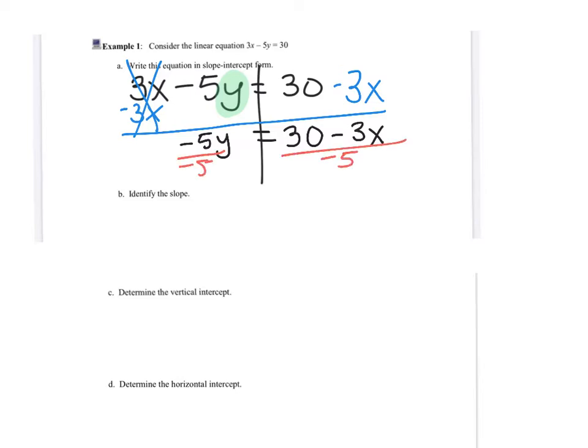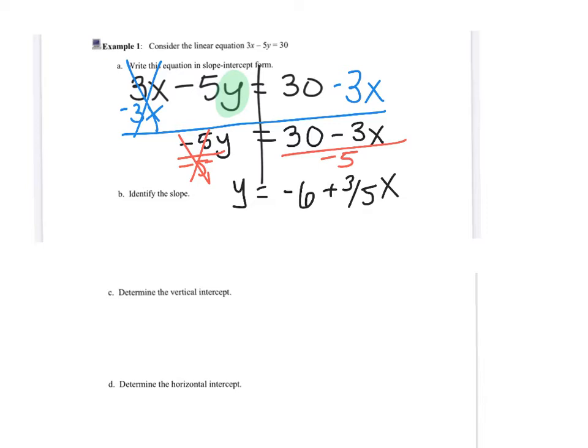Now, here's what you want to be careful of. And I realize I wrote gigantic. Hopefully you didn't. So the y is left on this side. On this side, both pieces have to be divided by the -5. So 30 divided by -5 is -6. -3 divided by -5 becomes positive 3 over 5x, or 3/5 x.